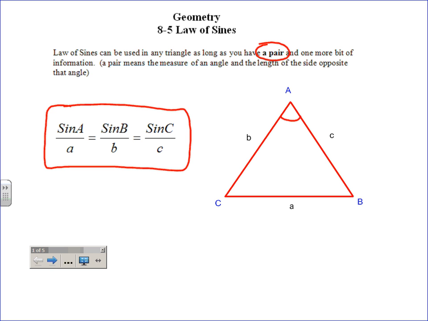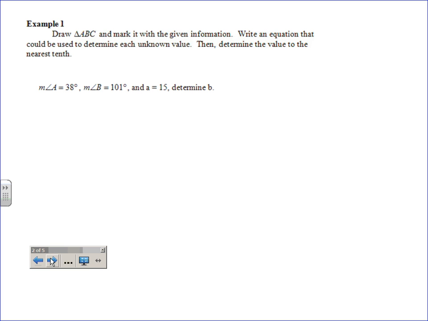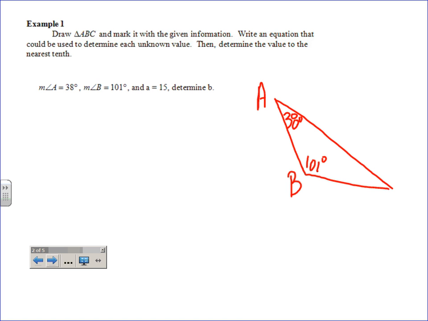Why don't we take a look at one? First determine if we have a pair. Well, there's no picture, so we better draw. We've got a triangle. I see a 101 degree angle, so you might want to draw something somewhat obtuse, so you can put a 101 degree angle in it. It says that's angle B. Angle A, you can put wherever you want. I'll put it up there, is 38 degrees.